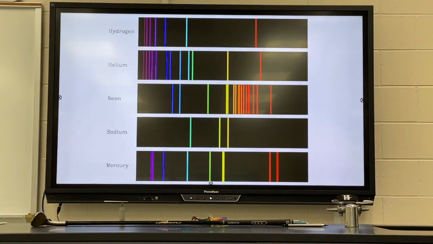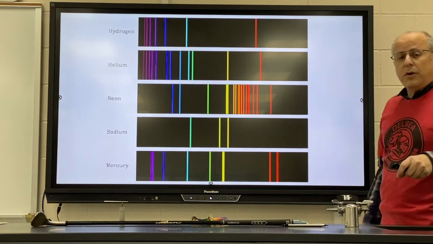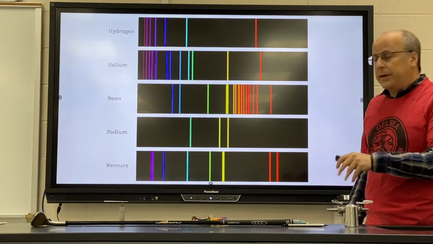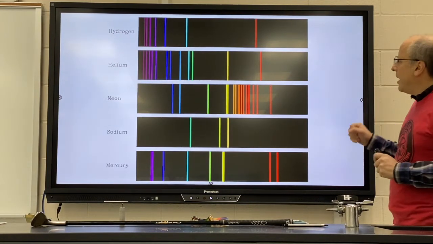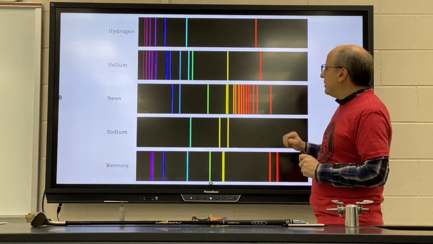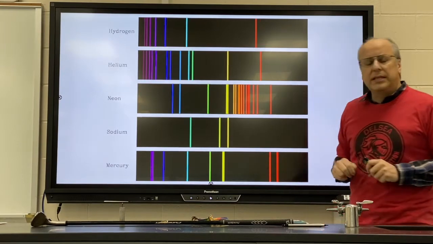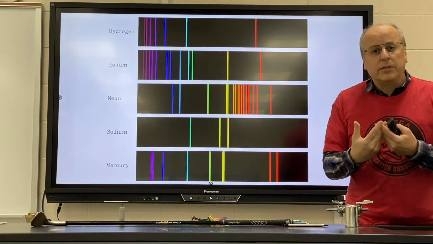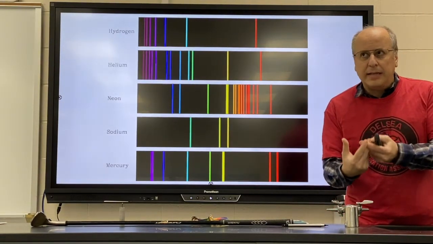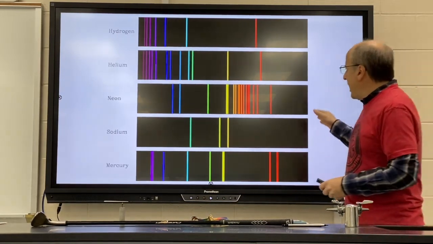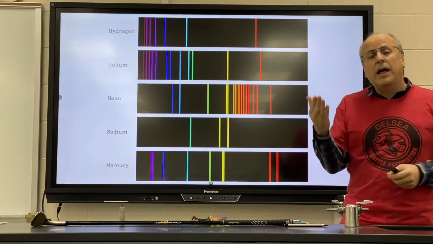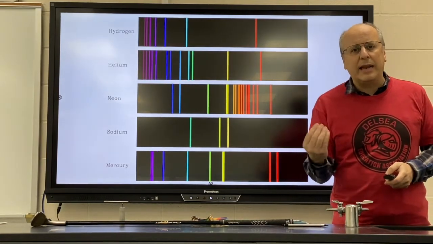And the interesting thing is, if you have gases of different atoms, different elements, you'll get different patterns. So every time you look at hydrogen, you will see this. Every time you look at helium, you see that, and so on. So it's important to know that each element has its own fingerprint, its light fingerprint. That is a pattern of lines that are unique to that element.